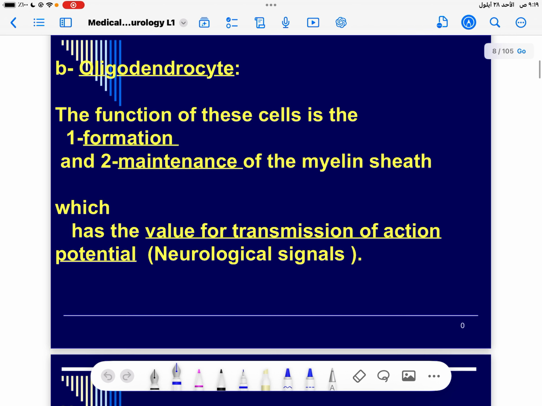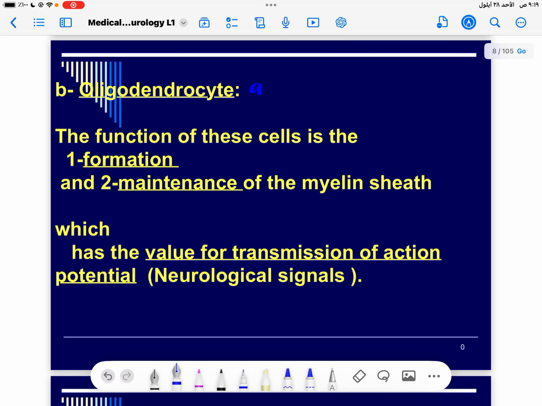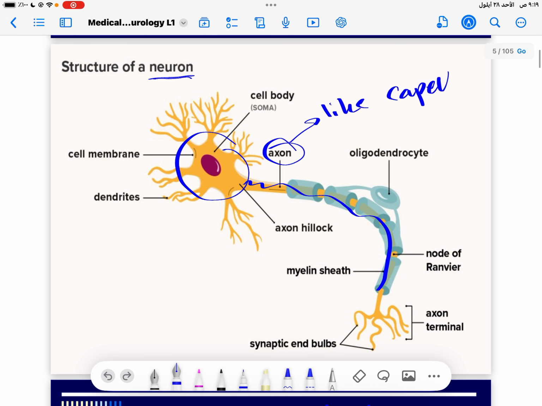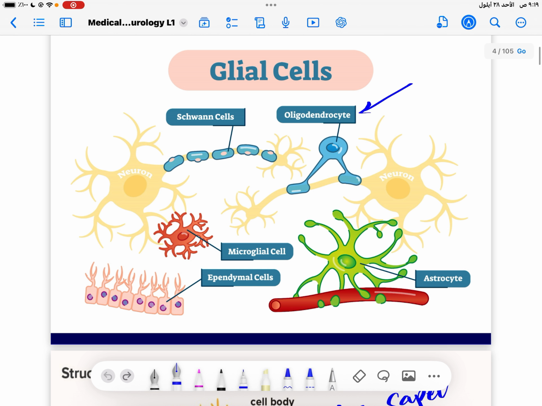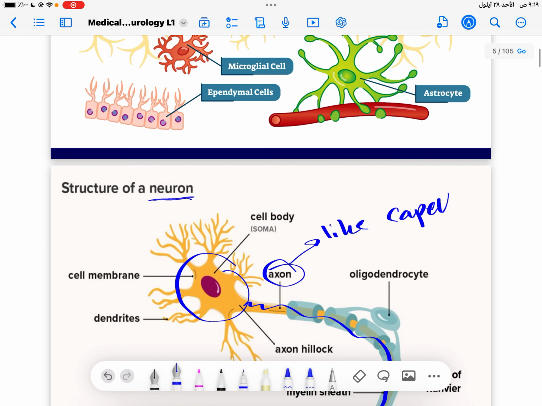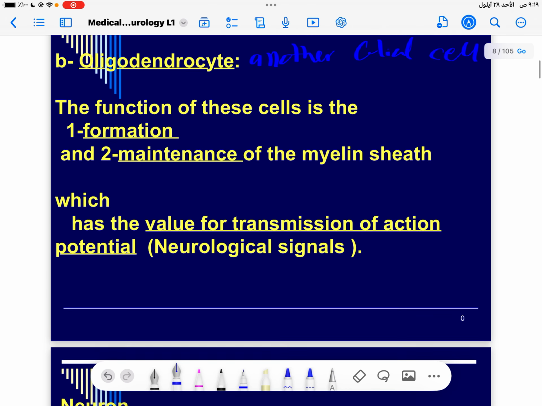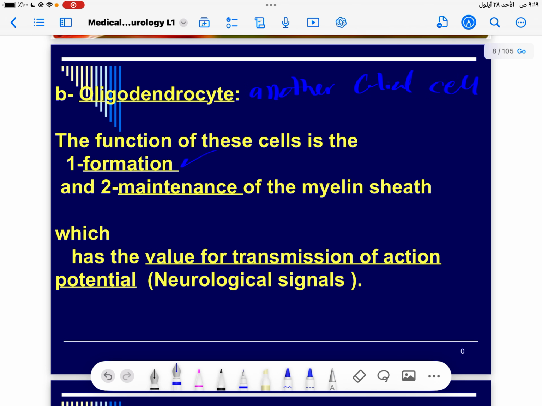For example, we take the oligodendrocytes. This is the oligodendrocyte. The function of it is to form the myelin sheath. So the function of that cell, number one, is the formation and maintenance of the myelin sheath.